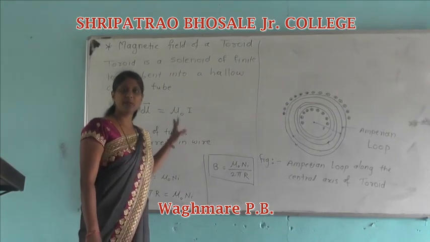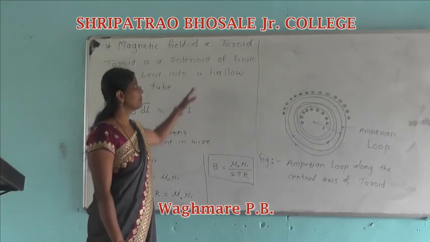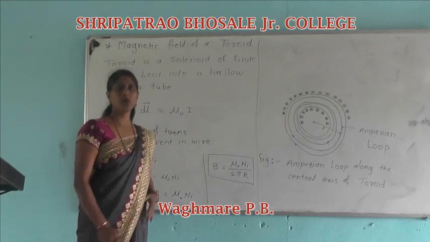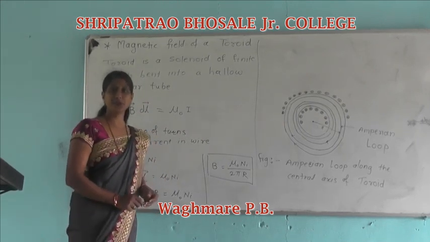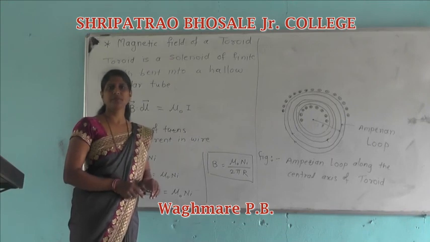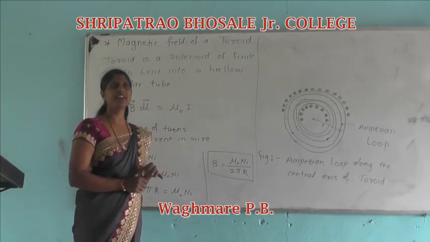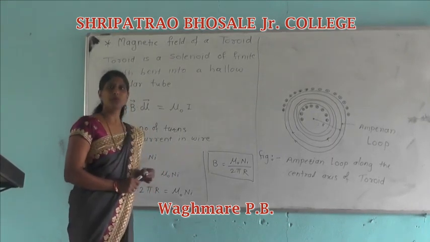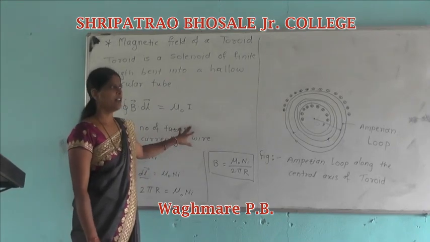Today we discussed the solenoid as well as the toroid. The chapter on the magnetic field due to current is finished here.